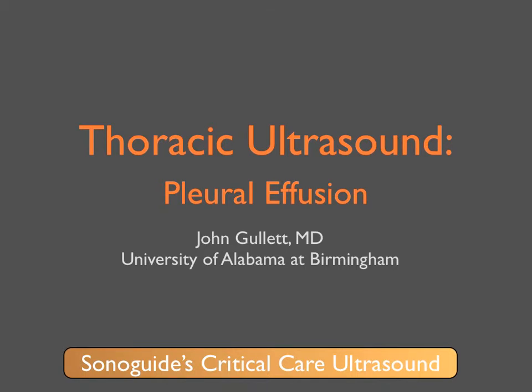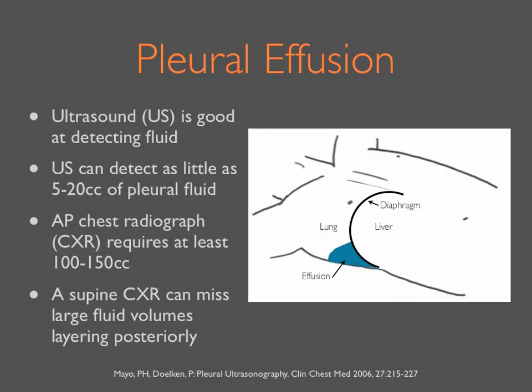We are going to discuss the basic technique for using ultrasound to evaluate for pleural effusions. Ultrasound is especially good at locating fluid. It has been reported that ultrasound can detect as little as 20 cc's of pleural fluid compared to 150 cc's required by anterior-posterior chest X-ray. Furthermore, a supine chest X-ray can miss large effusions layering posteriorly.